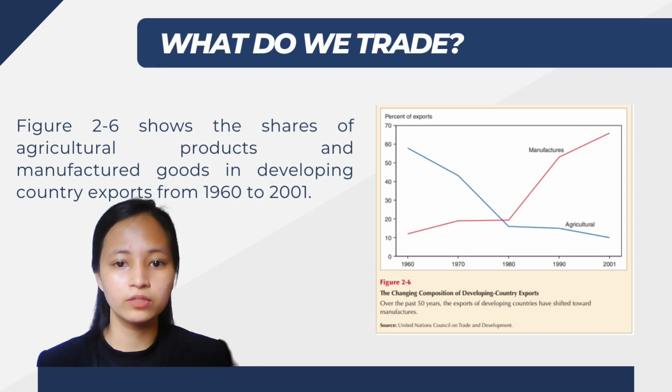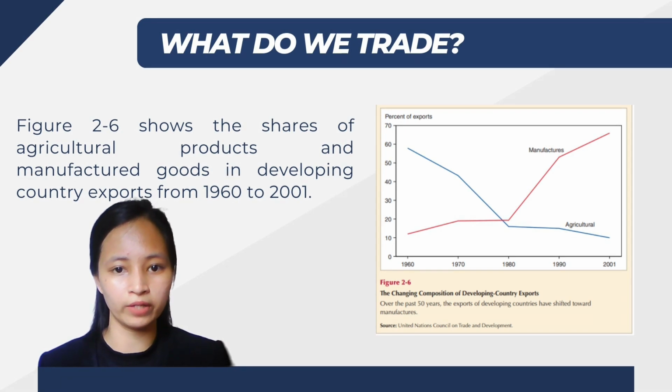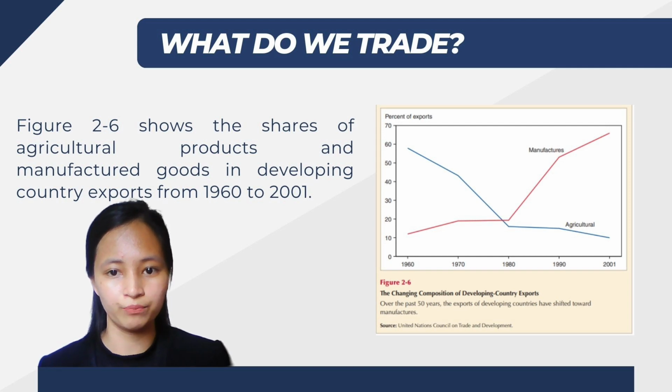Figure 2-6 shows the shares of agricultural products and manufactured goods in developing country exports from 1960 to 2001. As you can see, the exports of developing countries have shifted to manufactures while drifting away from agriculture.